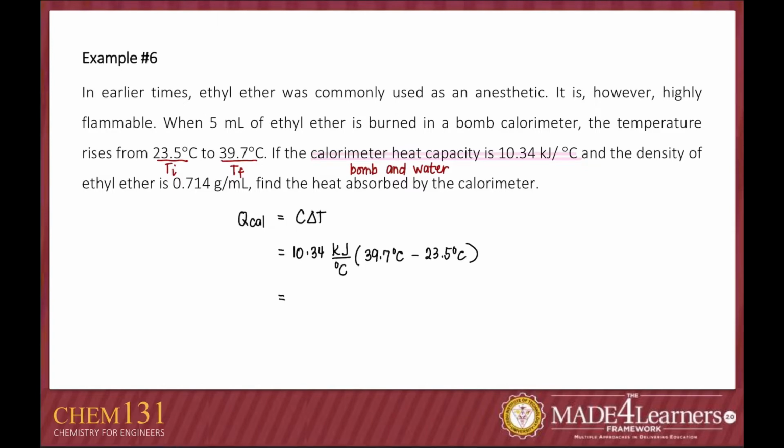So the answer is 167.51, and the unit is kilojoules. So in this problem, ang kaning 5 ml nga ether o kaniyang density, wala ra sila gamit because automatic naman nga nagihatag na niya ang heat capacity ug ang change in temperature.